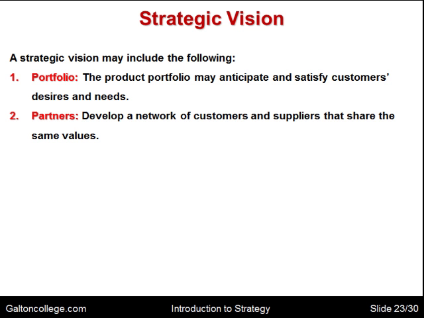The vision should talk about partners, develop a network of customers and suppliers that share the same values. It's far better if the suppliers see the vision and agree with it and want to be a part of it, want to subscribe to it. And the customers like the direction the business is moving in. So they want to be associated. They want to be loyal to the business. The strategic vision creates a loyalty.